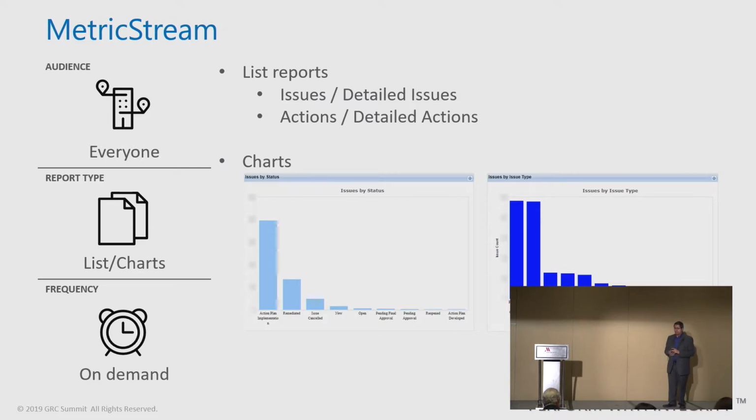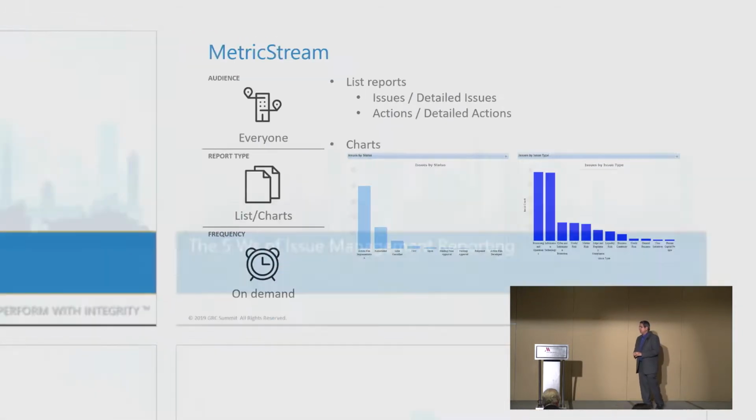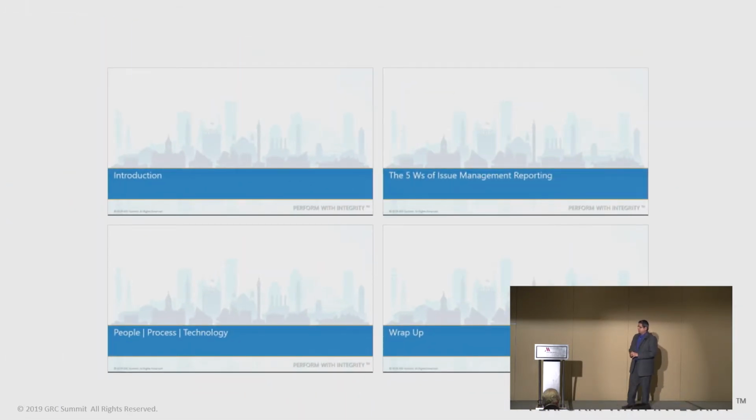So we use the list reports a lot. A lot of the groups will tend to download all the issue details or action details and then do their own reporting based off of that. And then we've got some very basic charts directly out of MetricStream. So this is not really new, not customized either. So that's on the 5 Ws.